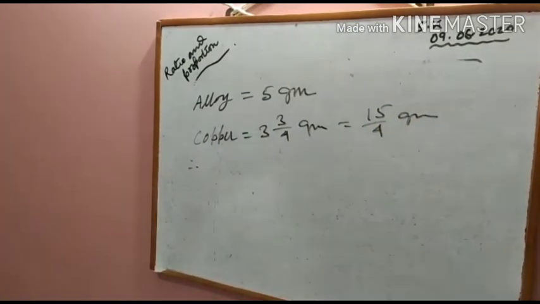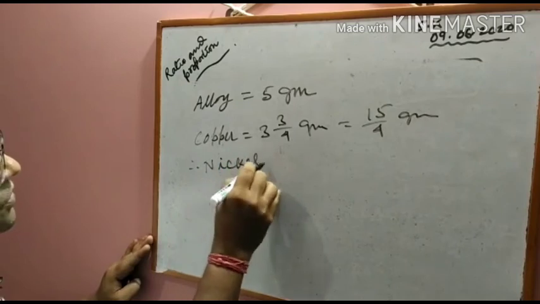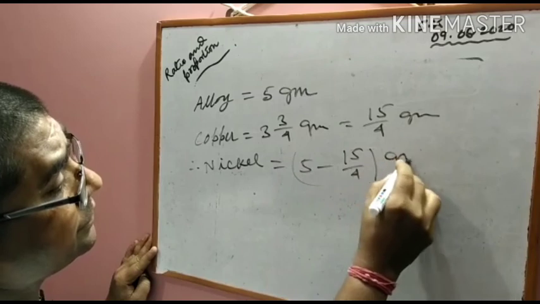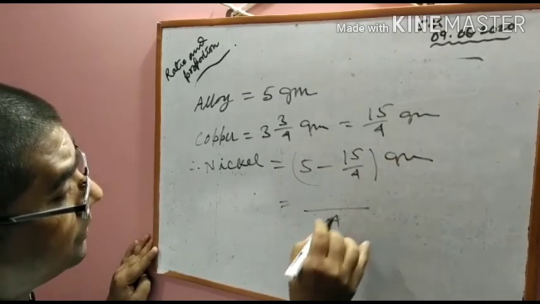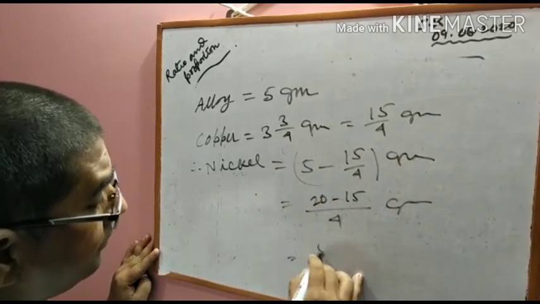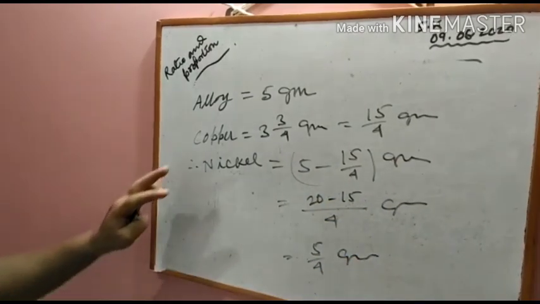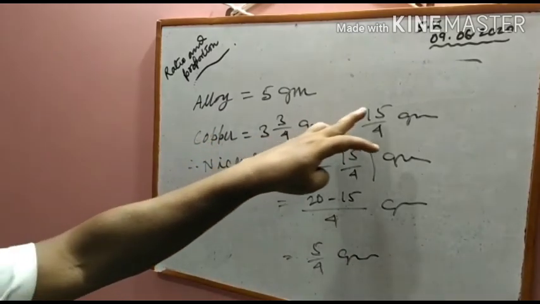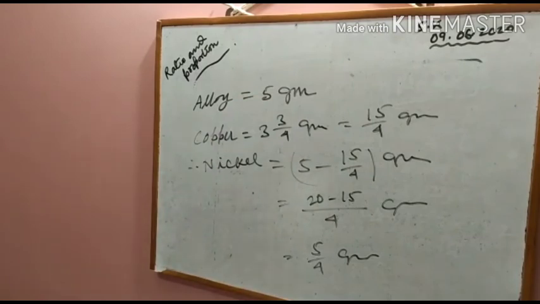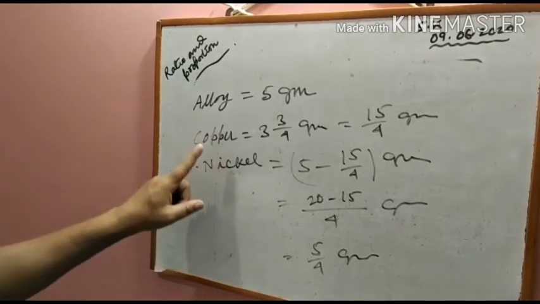So the other metal is nickel. So nickel equals 5 minus 15 by 4 gram, that is after LCM 4 5s are 20 minus 15 gram, that is 5 by 4 gram. So we get copper 15 by 4 gram and nickel is 5 by 4 gram. Now we have to find out the ratio of nickel to copper.